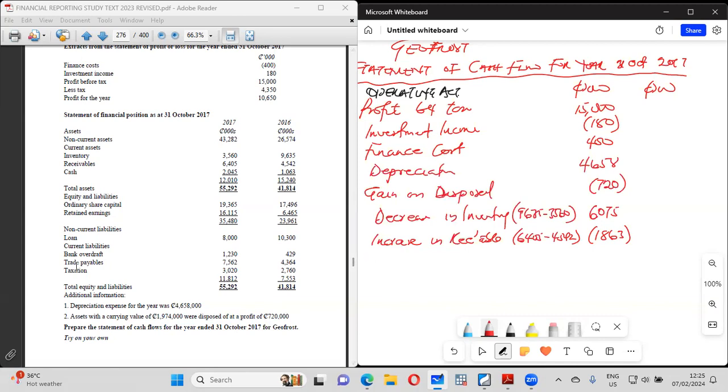Then what about my payables? What happens to my payables? It's an increase, so increase in payables. All right, so how do we go around it? We have 7562 minus 4364. It's increased, meaning it's an inflow, right? All right, so that is that. We have 7562 minus 4364, an inflow of 3198. Okay, so basically that is that.